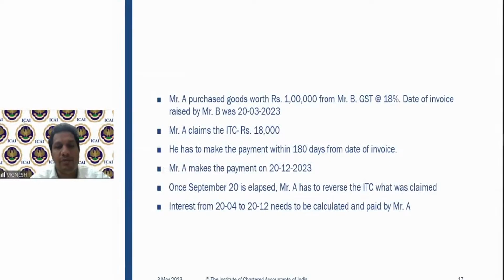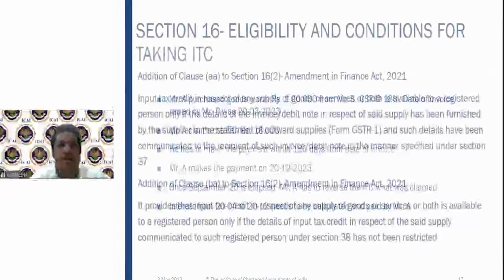Fine. We have given an example also where A purchased goods of 1 lakh at 18%. Date of invoice is 20th March. He claims 18,000. Within 180 days he has to make the payment. So in that case, once the 180 days have elapsed, he has to reverse the credit. Interest has to be paid by Mr. A.